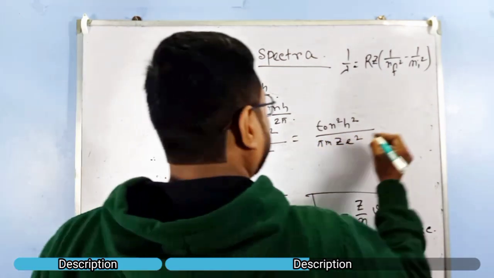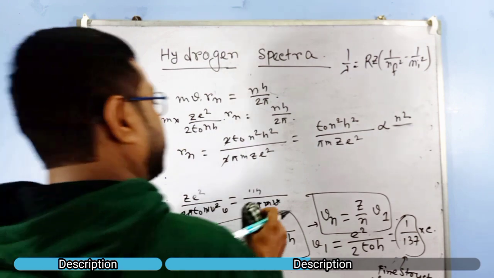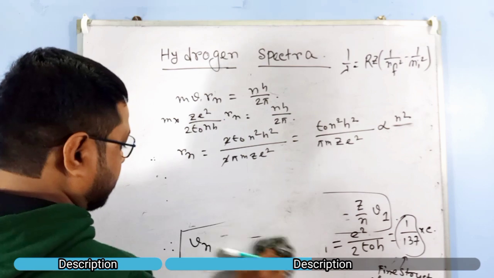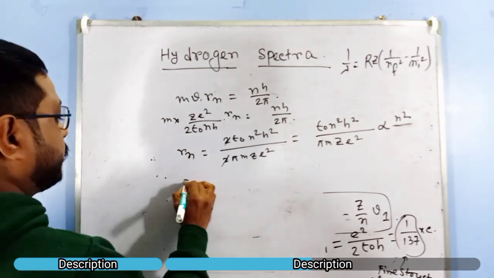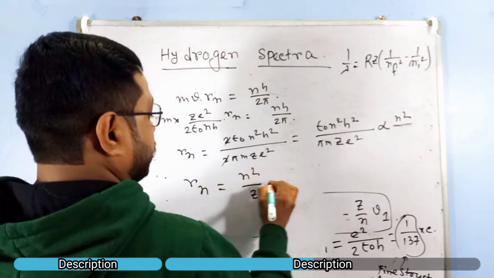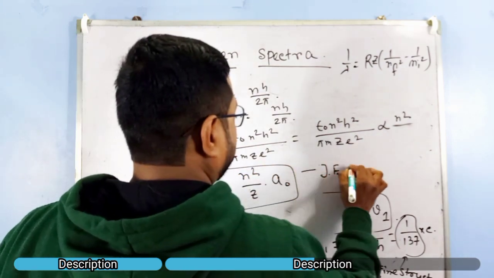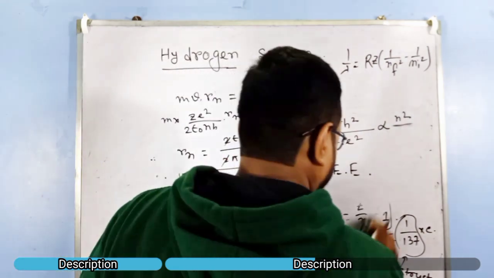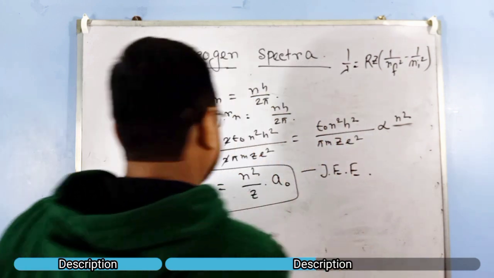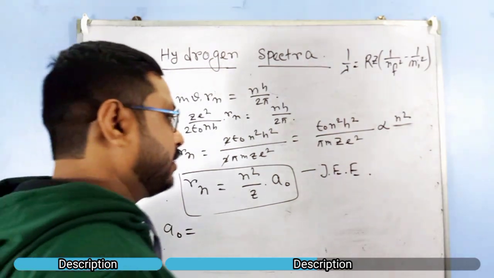Rn is proportional to n square, that is, R is proportional to n square. This is written as Rn equal to n square upon Z into A0. This formula is very important for JEE and also for NEET. So what is A0? A0 is the radius of the first orbit of the hydrogen atom.